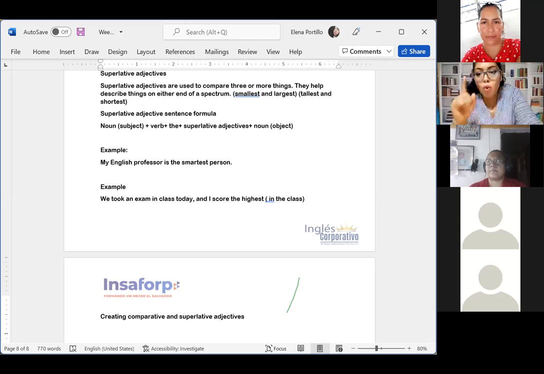We have the one syllable adjectives, and it says the suffix, the ending of the word, we are going to add er at the end of the word, and the suffix er will be added for comparative adjectives and est for superlative adjectives. When the adjective has a single vowel between two consonants, the second consonant will be doubled. So this is very important. We are going to have this in separate parts.